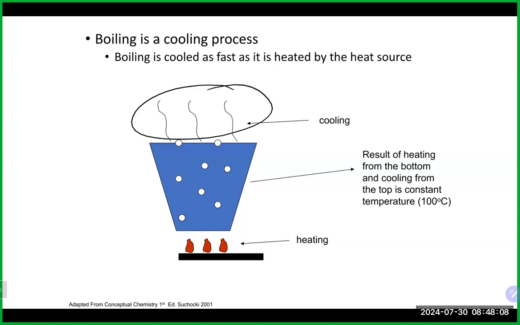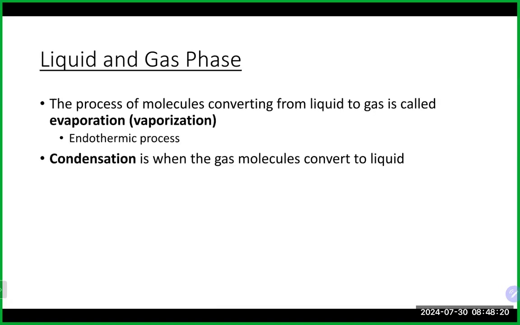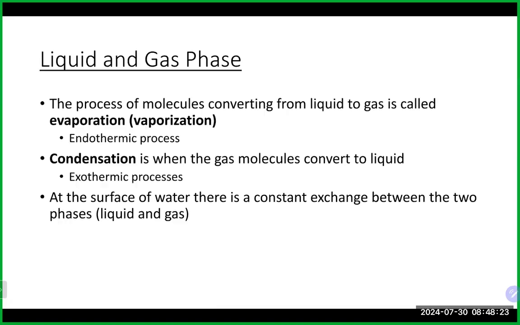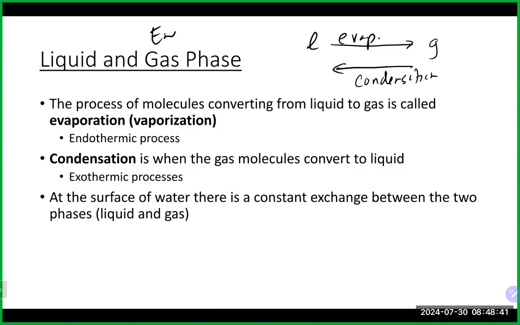The result is that as you heat it, these molecules are gaining energy, but you're losing that energy out the top in the form of higher-energy gas or steam coming off. Now, going from a liquid to a gas is evaporation, and going from gas back to liquid is condensation. And in terms of energy, as we might have touched upon earlier, evaporation is endothermic.